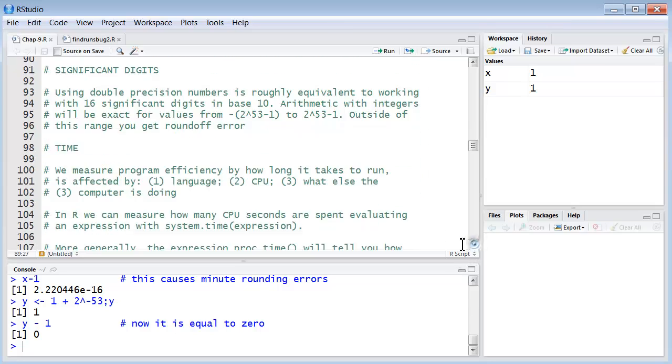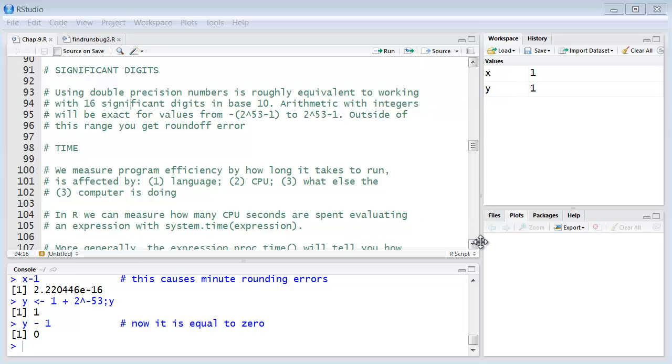So let's continue. Let's talk about how significant digits are represented. Using double precision numbers is approximately the same as working with 16 significant digits in base 10. So arithmetic with integers will be exact for values between minus 2 raised to the 53rd power minus 1, that is, 2 raised to the 52nd power, or up to positive 2 raised to the 53rd power minus 1. Outside of this range, you're going to get so-called underflow and overflow, that is, you're going to get round-off error.